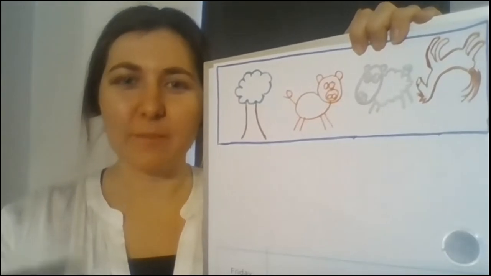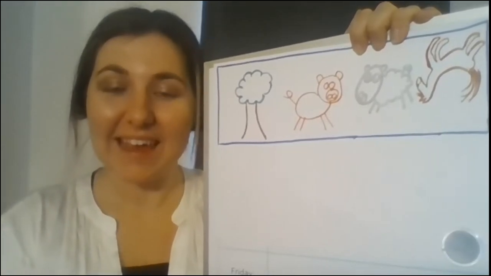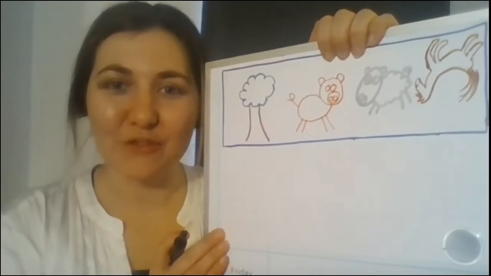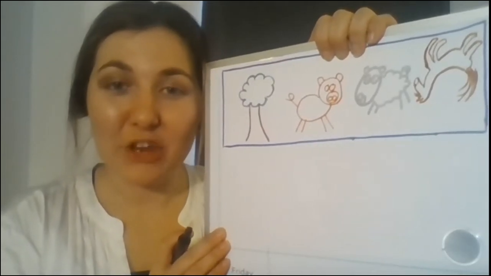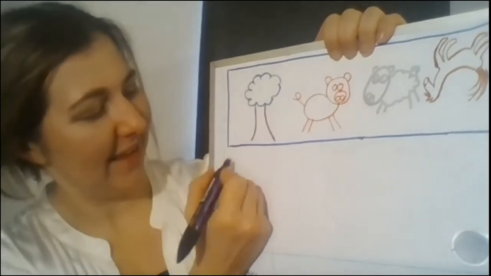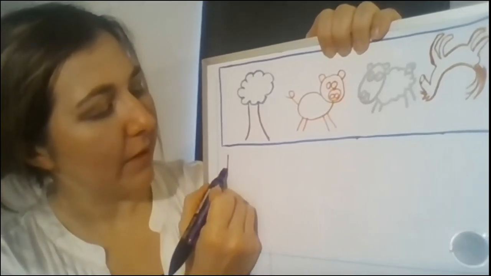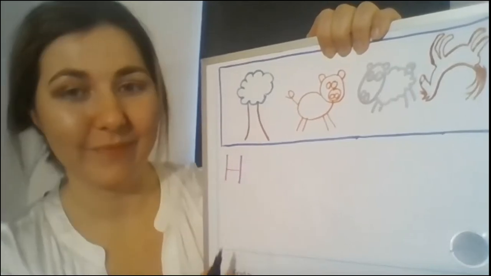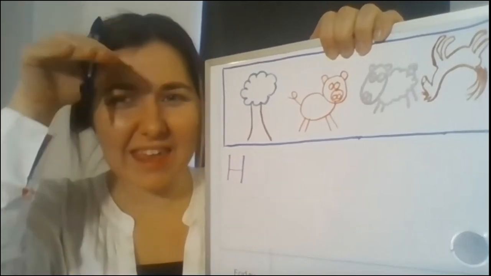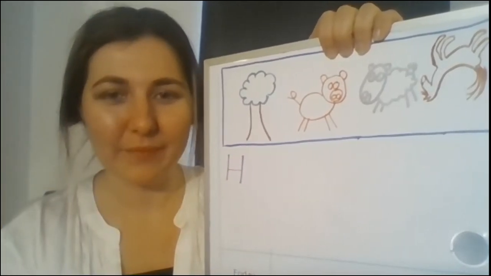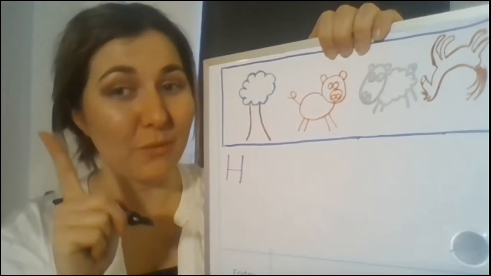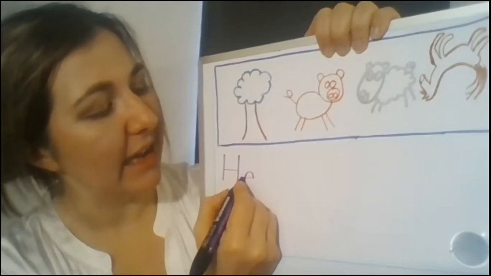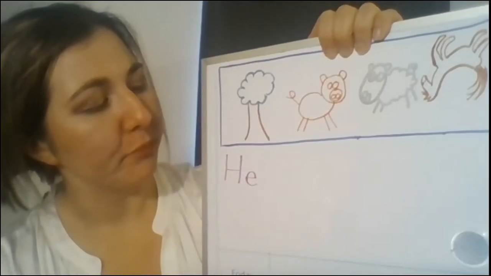Now, what do I need at the beginning of my sentence? That's right, a capital letter. We've been writing the tricky word he. Can you point to it on your sound mat? He. So I'm going to write my capital. Is it the E digraph? It sounds like it, but we only need one E in the tricky word he. He.